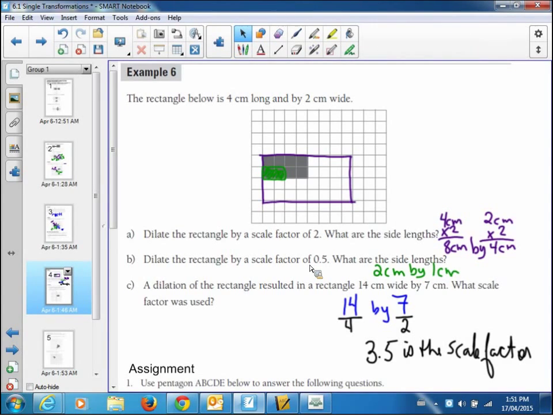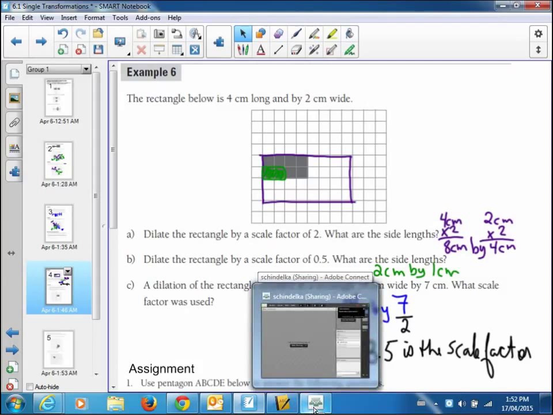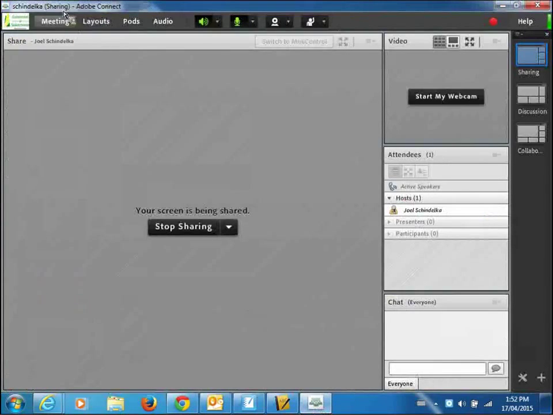Okay? Now, get familiar with the lingo as much as anything. The words dilate and so on. Because if I say translate, if I say dilate, if I say rotate, you should know what it means that you're doing.